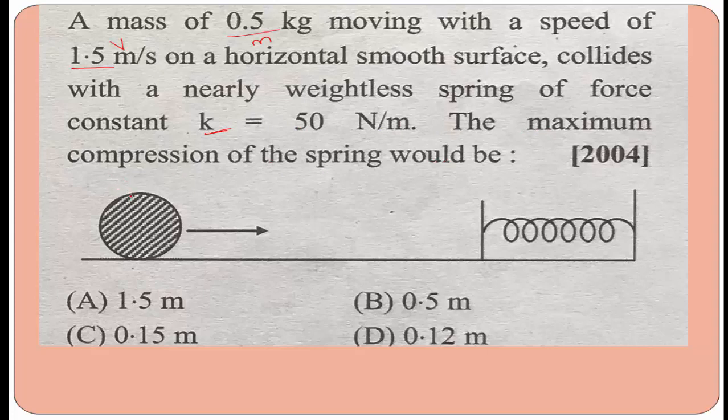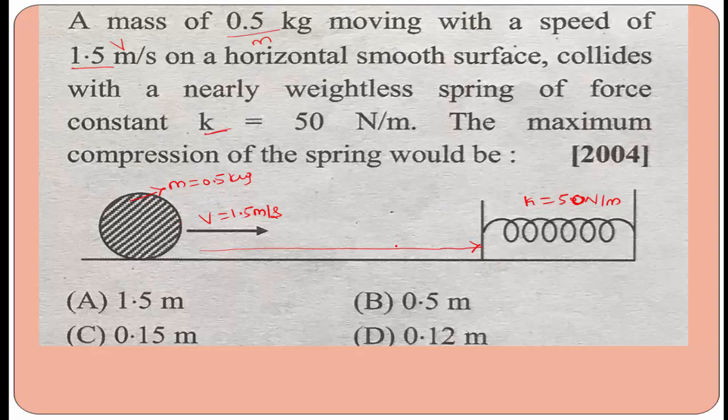Here, suppose I consider this is the body, it has the mass m is equal to 0.5 kg moving with the speed v is equal to 1.5 meter per second on a horizontal smooth surface, collides with a nearly weightless spring of force constant. Here K is equal to 50 Newton per meter. It is a force constant. The maximum compression of the spring would be, we know the formula here.